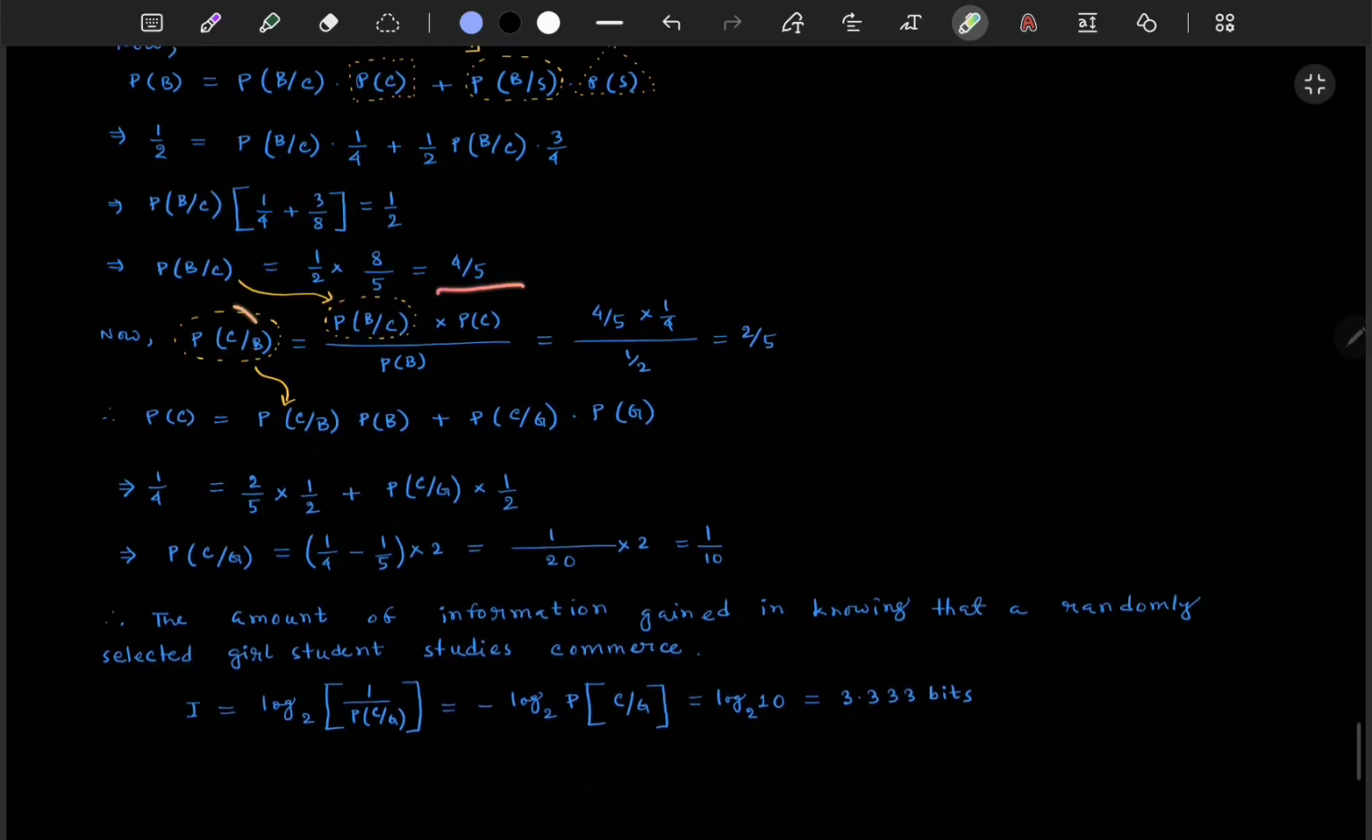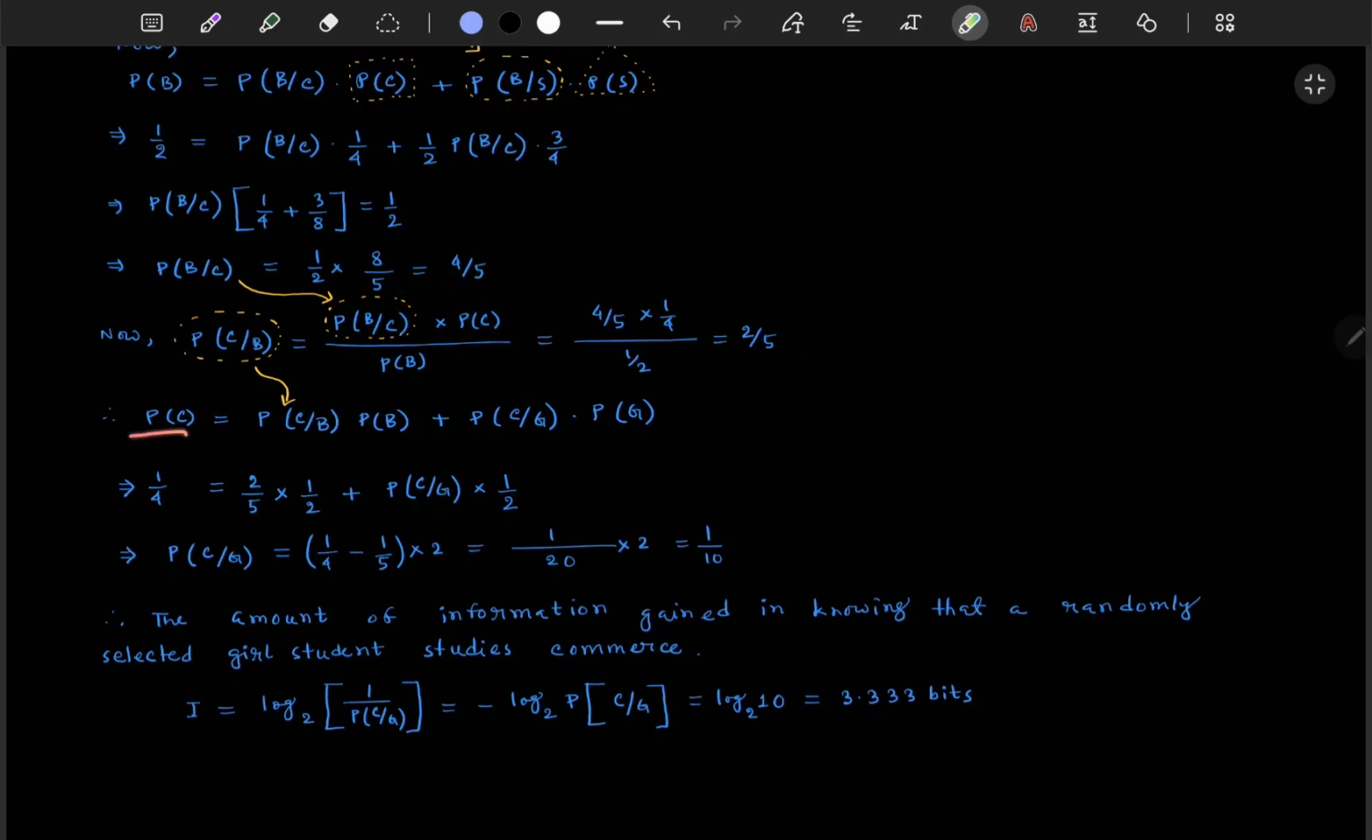Now P of C by B means a selected boy who is a commerce student. So it will be this conditional probability: P of B in the denominator, and in the numerator P of B by C into P of C. All the things we know, we just need to put them in and we will get this.